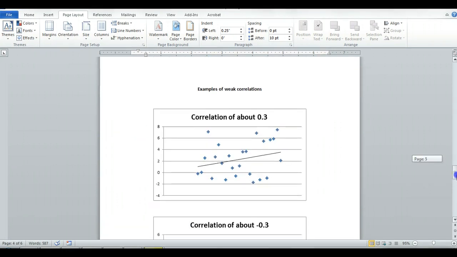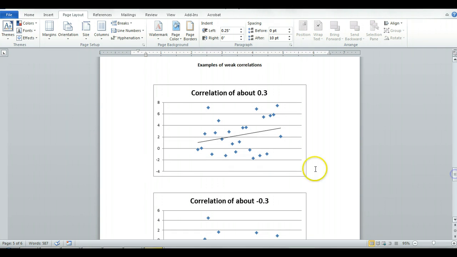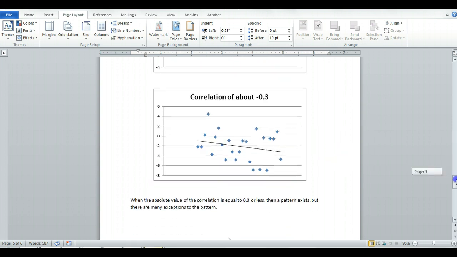Weak correlations are, again, just more exceptions to the rule. You have a pattern, but there's a lot of noise. There's a lot of other stuff going on, and there are exceptions. And again, you can see in the positive 0.3 case, the line goes up, but there are exceptions to the rule, like this person up here. If it's negative, the regression line is going down here, and the scatter plot tends to follow this line, but there are plenty of exceptions.